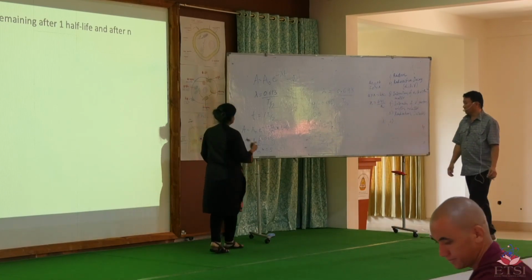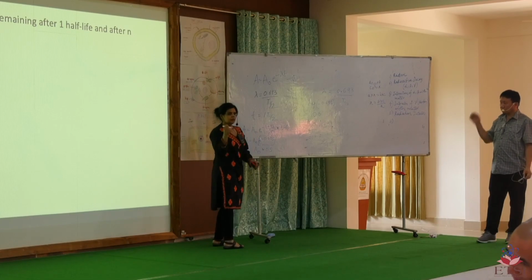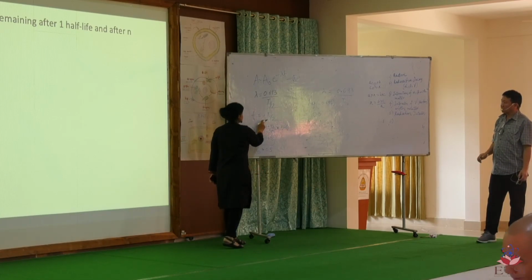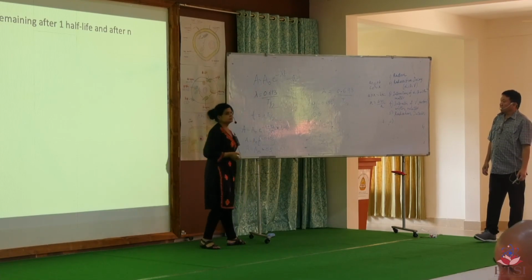So now for the second part, instead of t equals t half, I will use n half lives. So now put this value in this and get the answer.